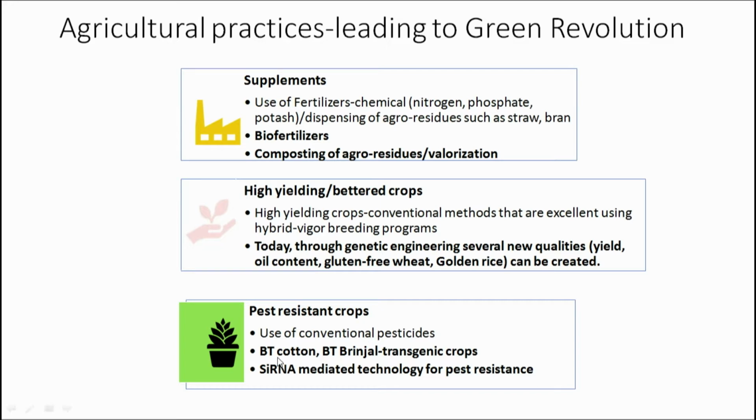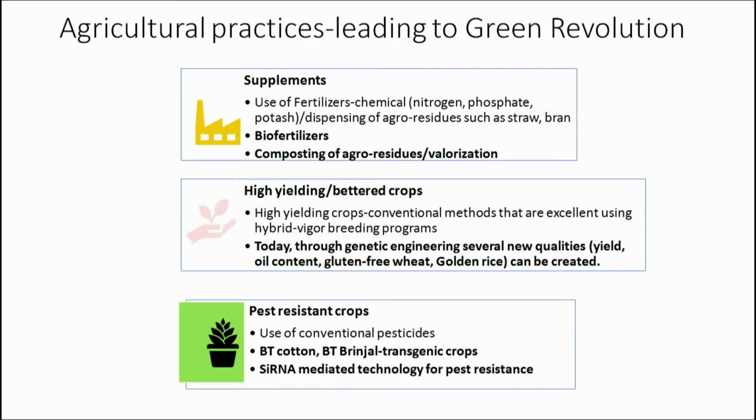For example, you have already heard of BT cotton, which is a cotton crop that is now resistant to Lepidoptera pests, and similarly BT brinjal. These are what are called transgenic crops, because a foreign gene has been introduced, and that is why these crops are called transgenic crops. The second route to develop pest resistant crops is to apply the technology of silencing the RNA, the siRNA mediated technology, which can be used for development of pest resistant crops.